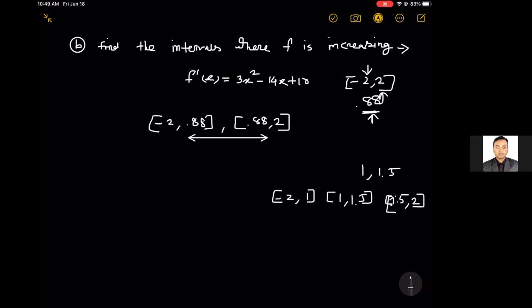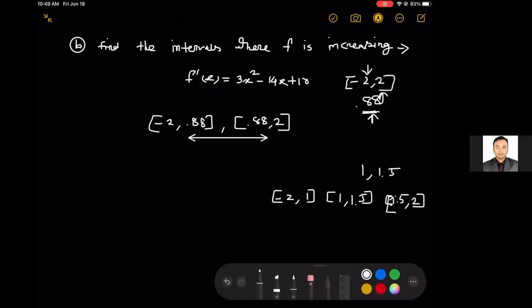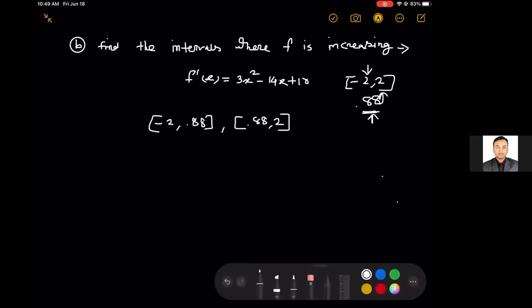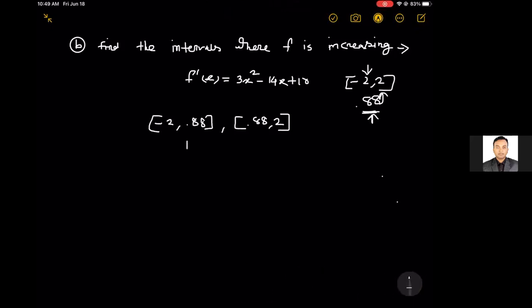That's how we divide the domain into several parts using the critical point. And now we'll see in which part our first derivative is increasing and which part it's decreasing. So if we pick any value from this, let's say, I think we can pick a 0 here, right? We can pick a 0 from this interval.